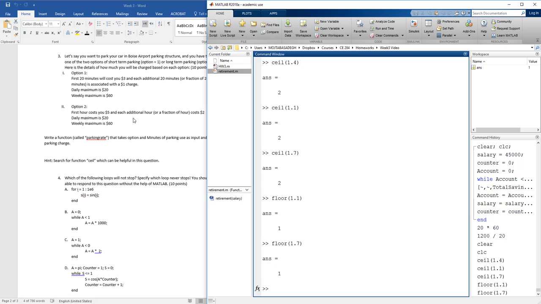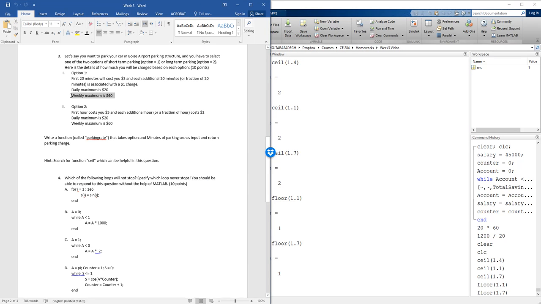Now, what happens here is that, first thing that you would do, you'd have to find how many weeks are within your minutes, because you cannot charge more than $60 per week. So find out how many weeks you have, separate them, and if you have 2 weeks, that's 2 times $60, done. Then you cannot charge more than $20 per day. So remove your number of days, and if you have 3 days, that's 3 times 20, $60, that's done. And then find out how many sections of 20 minutes you have left.